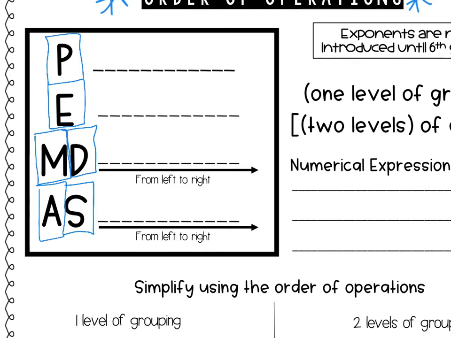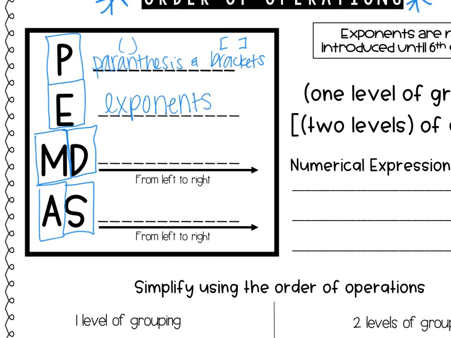The P stands for parentheses and brackets. Please make sure that you draw your parentheses and brackets so you can just remember what those two things look like. The next letter, E, stands for the word exponents. But we are not going to learn about exponents in 5th grade. We will learn about those in 6th grade next year.